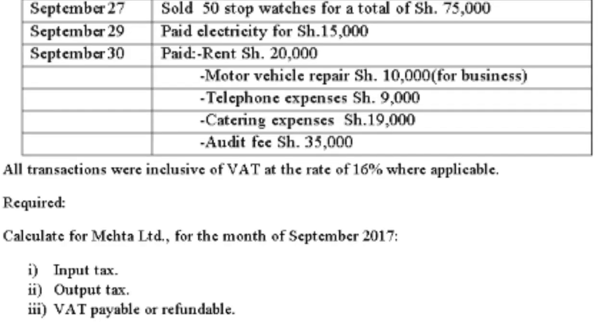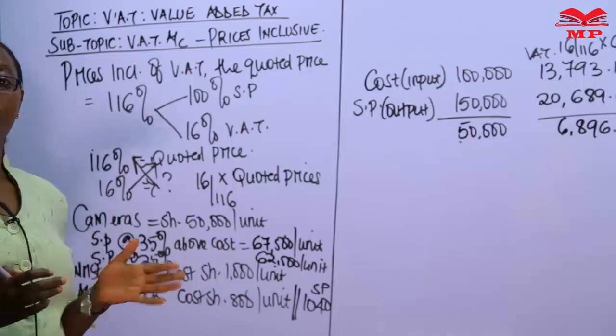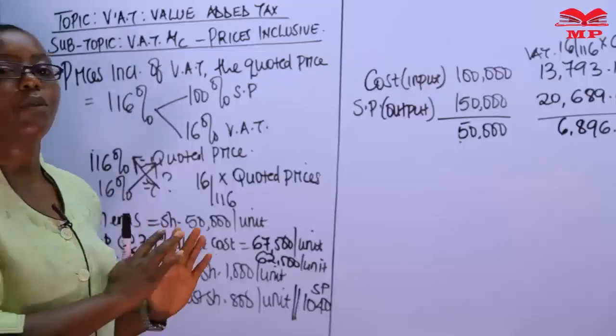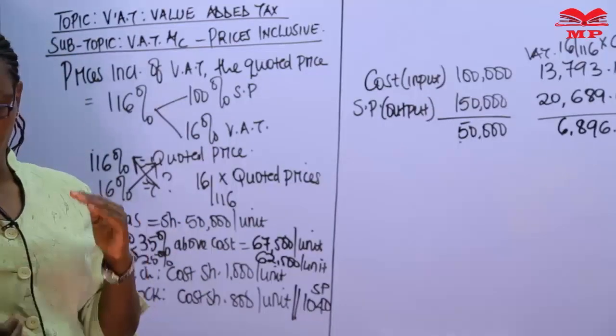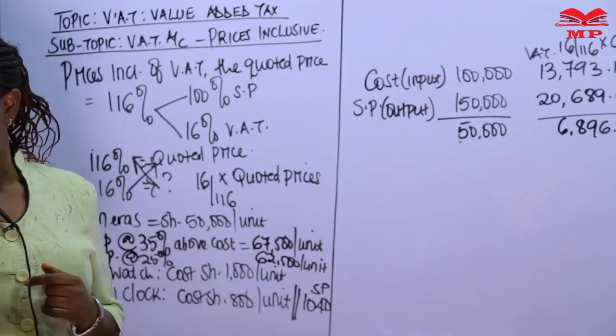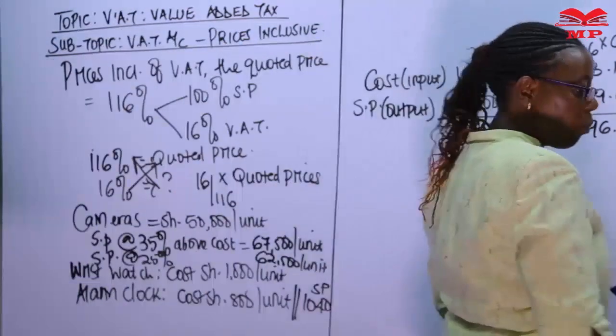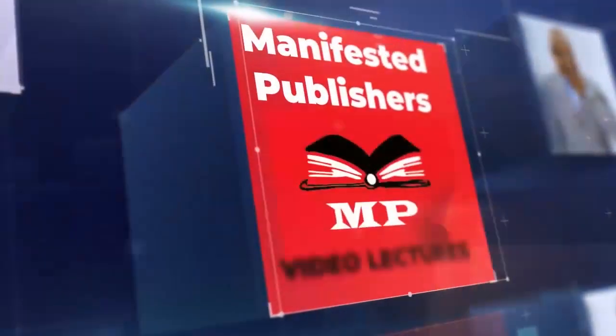Required: calculate for Meta Limited for the month of September 2017. We said we are adopting that from 2014 to 2017. We calculate input tax, output tax, and VAT payable or refundable. There are two ways of going about that question. We can prepare our VAT account, which will give us the total input and the total output, or we can do the individual transactions. We are going to use the account so that you can be able to determine the total payable or refundable.